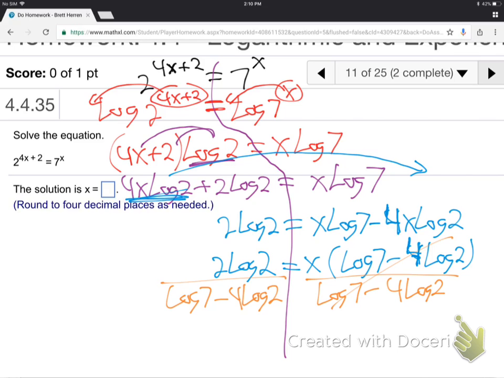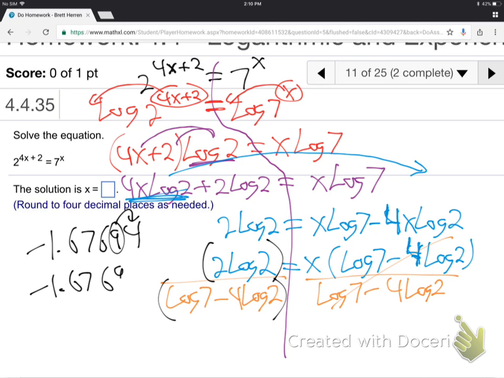Boom. Okay, can you type that whole thing into your calculator? Remember, again, put parentheses around the numerator and parentheses around the denominator. When you type it in, let's see what we get. I'm getting minus, how many places, 4 places? Okay, minus 1.67694. So 4 places, circle this, look one to the right, so minus 1.6769.